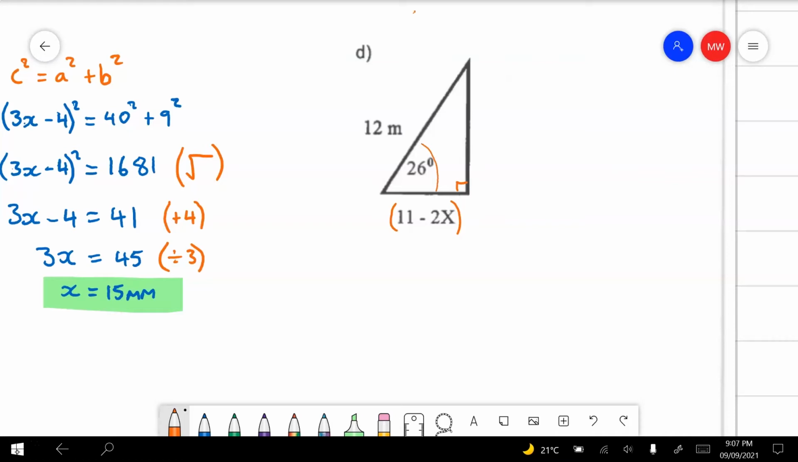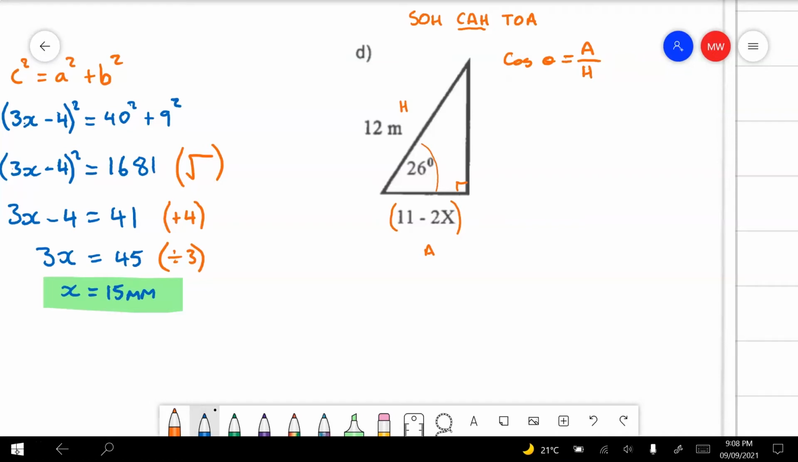So remembering SOHCAHTOA, so we've got our trigonometric rules. That would make this side the adjacent and this side the hypotenuse. This side's the opposite, but that's irrelevant in this question. So if we've got an adjacent and a hypotenuse, we'll use the cos rule. So we'll begin with the rule cos theta equals the adjacent over the hypotenuse.